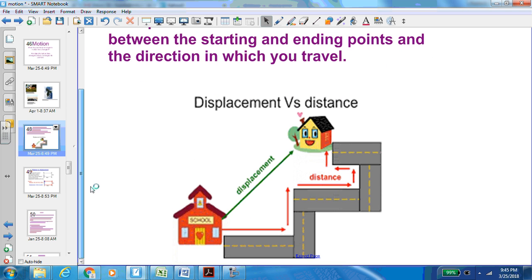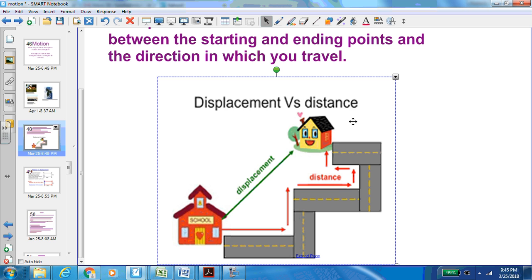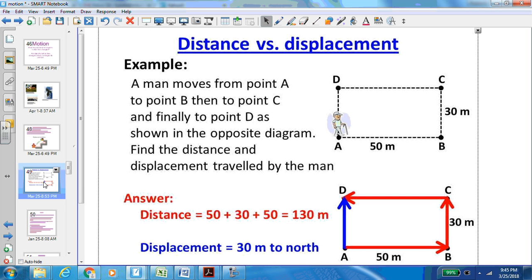Let's look at a picture. The distance, you can see, is the total route that you took and the total distance that it took you to get to that particular point. Your displacement, however, is the distance between your starting point and your ending point, and it also would indicate your direction. Let's look at another example.